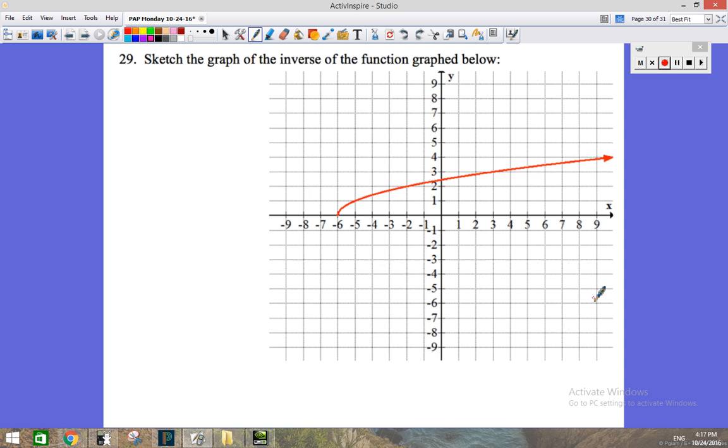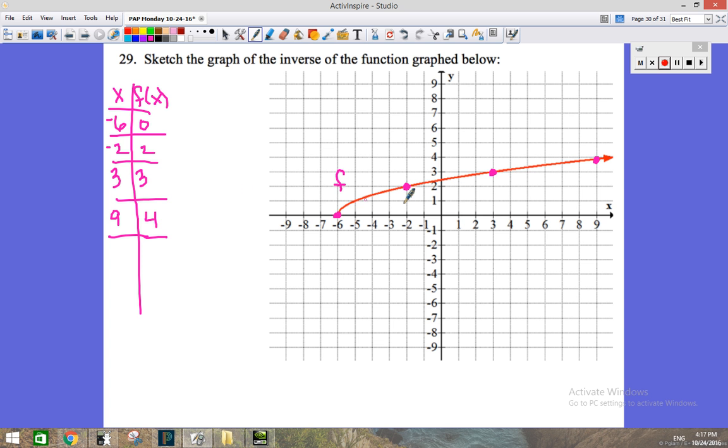So now here it's asking me to graph the inverse. So I can make a quick table of values of points that are kind of easy to read off of the graph. So let's call this graph F. I've got (-6, 0). I've got (-2, 2). I've got (3, 3). And I've got (9, 4). Those are just points that were integer values. I could have picked other points and estimated it, but those were points that were easy to read off of my graph.